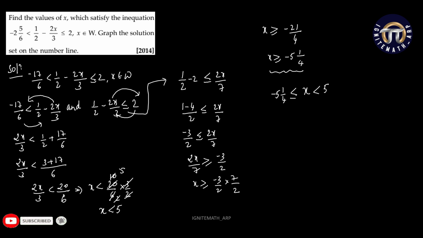See, x belongs to the set of whole numbers. So the solution set should be written in the roster method. Okay, solution set is going to be, so whole numbers in the sense 0 I need to choose, 1, 2, 3 and 4. 5 should not be included. Clear? Because x is smaller than 5, it is not equal to 5. So now I need to represent this one on the number line.